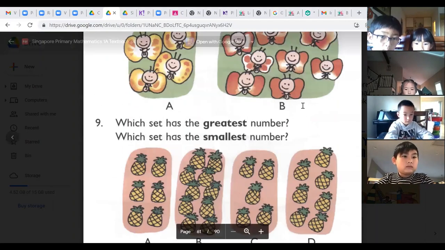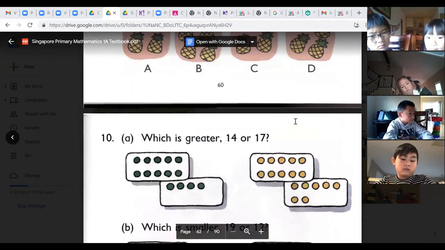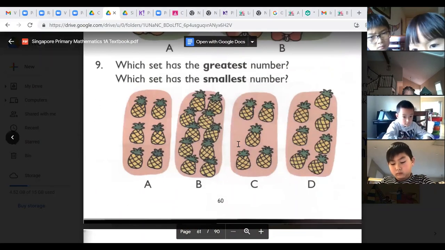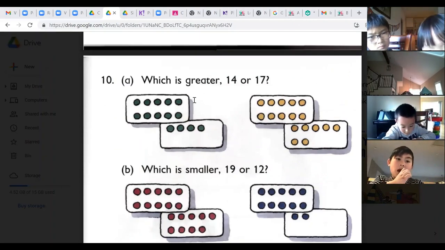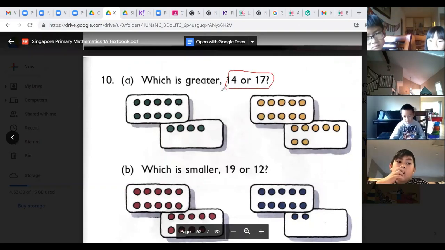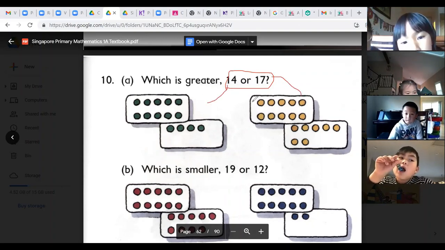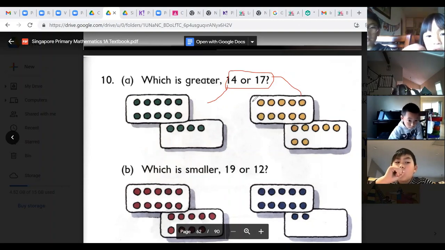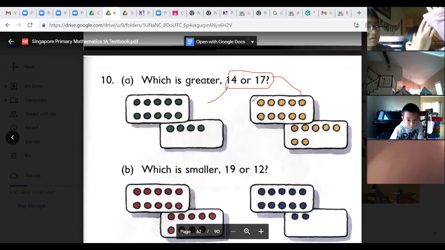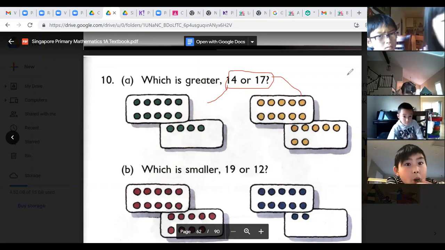Now, instead of looking at which one's the greatest, now we're going to look at which one is greater specifically, okay? And instead of these really cute images, we're just going to have these dots. But it's the same exact thing. If we were to compare which one is greater, again, we would just count them. And we already know this is 14 and this is 17, okay? And since 17 is higher in number or farther away from zero, we know that 17 is greater than 14. Okay, and it would be the same thing for 19 and 12.